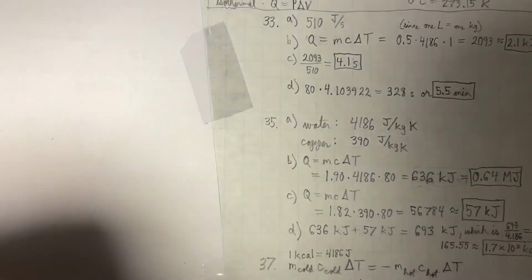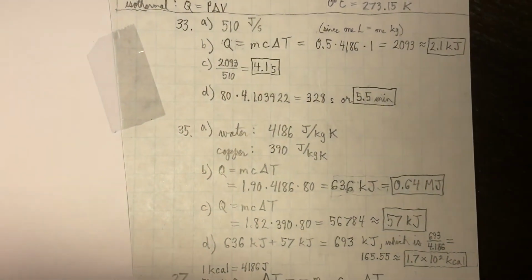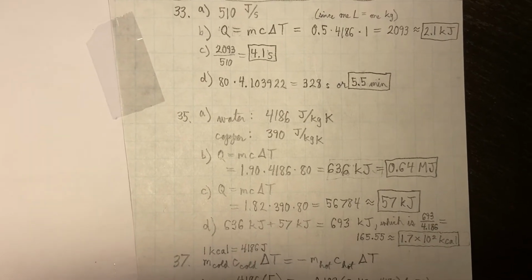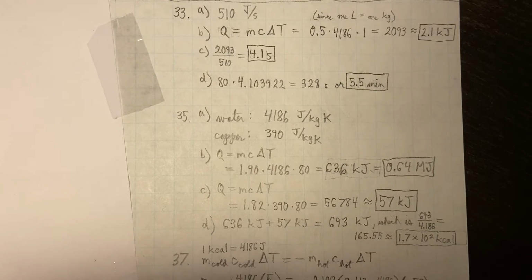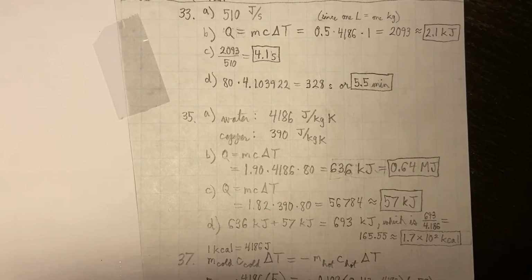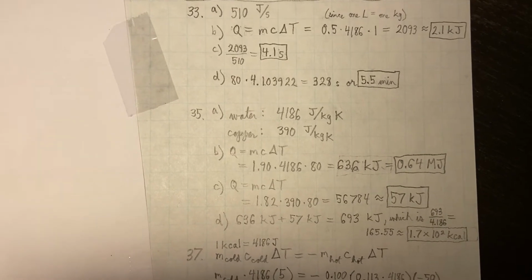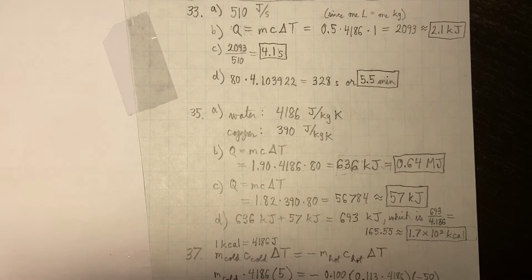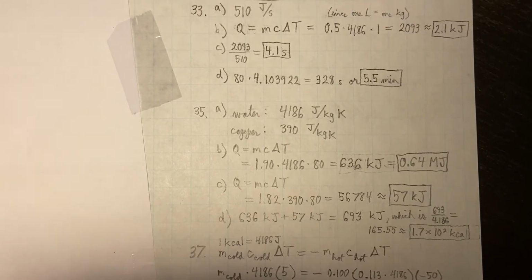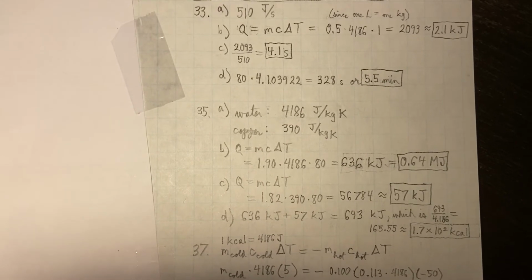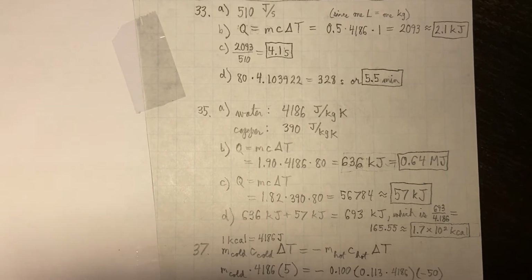All right, number 33. They basically tell us right away that we're dealing with 510 watts. And so for A, 510 joules per second is just another way to write that. In B, Q equals mc delta T. We know that 1 liter is 1 kilogram, so we can plug in 0.5 for the mass. Also 4186, specific heat of water. And they want to know how much energy it will take to raise it 1 degree, and that's why we put 1 in there. It's 2.1 kilojoules.